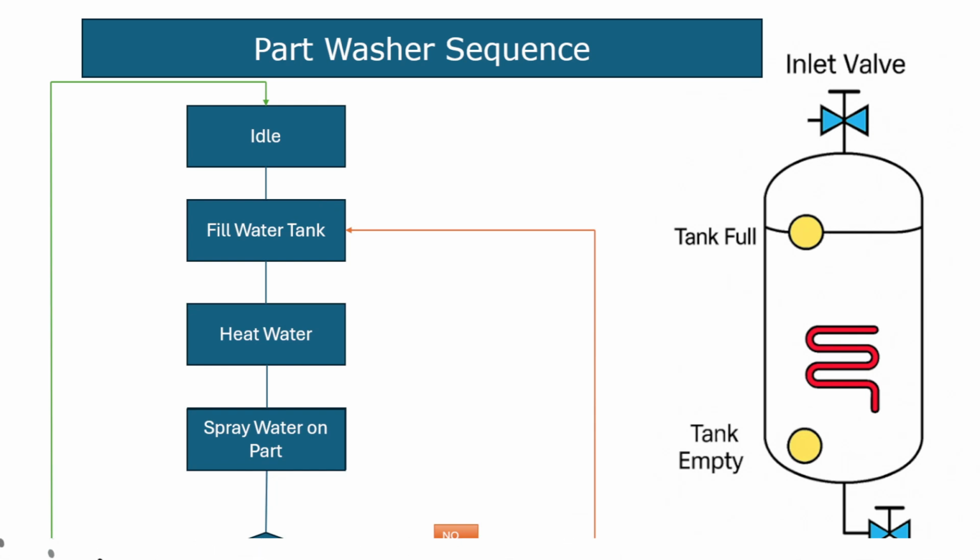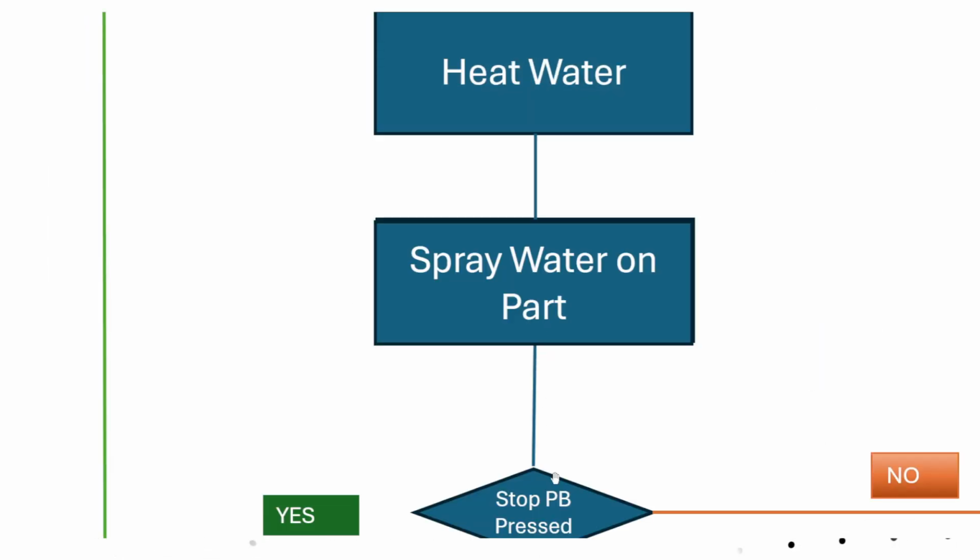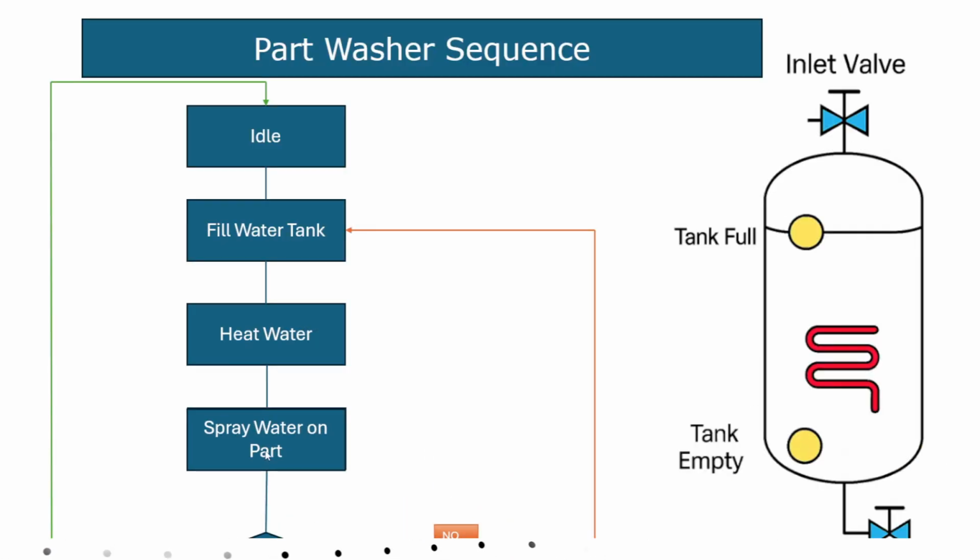Overall process is the first block is idle, we are waiting, and then we fill the water, heat the water, spray the water on the part, and then we resume the cycle if there is no cycle stop pressed. But if the cycle stop is pressed, we'll go back and wait in the idle position. Okay, that's a simple parts washer sequence.